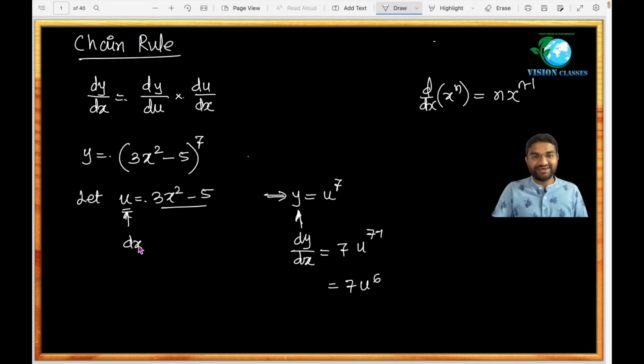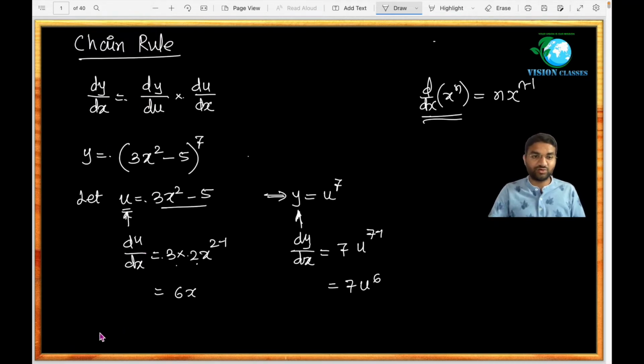I hope you might have been enjoying this video. So here du by dx is equal to, now here 3x square is a variable term and this negative 5 is a constant term. So the derivative of a constant term is 0. So here 3 times this x square, again you have to differentiate using the x raised to n formula, right? So 2 x raised to 2 minus 1, which is equal to 3 times 2x, that is 6x. This is what you got, du by dx.